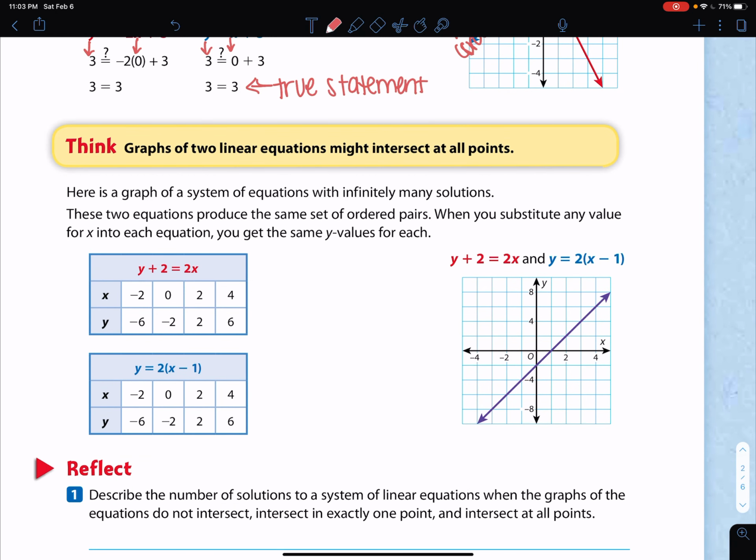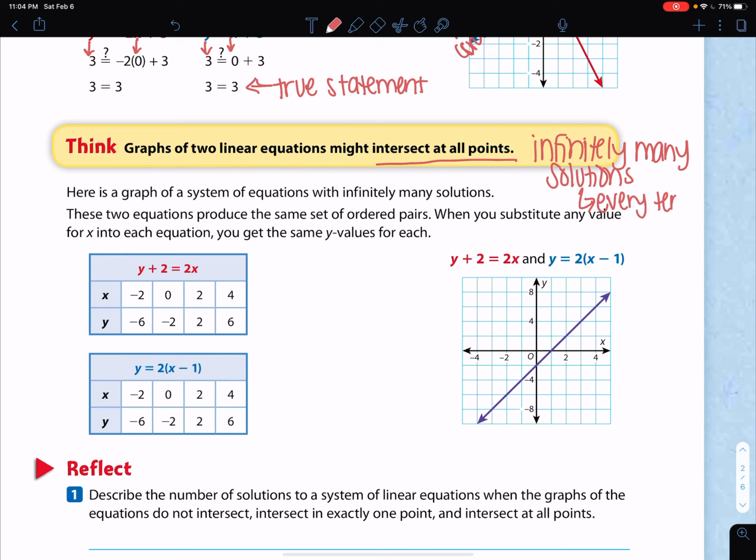Graphs of two linear equations might intersect at all points. If they intersect at all points, that is infinitely many solutions. And remember what we talked about last lesson is if you have infinitely many solutions, every single term matches. Which means, of course, that the equations match. And we want to put in that the equations are going to match once simplified.